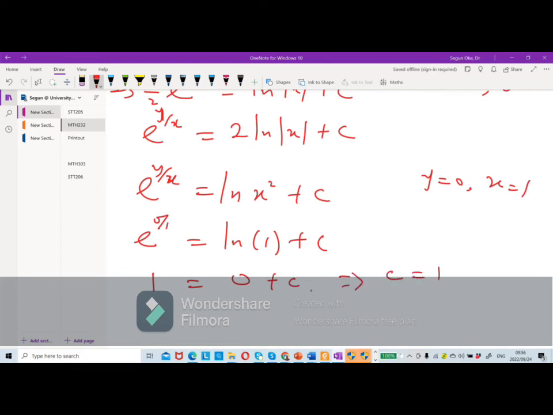Then go back to the original equation. You can actually substitute your y equals 0 there. So what's the value? How do we write it out? Anybody?